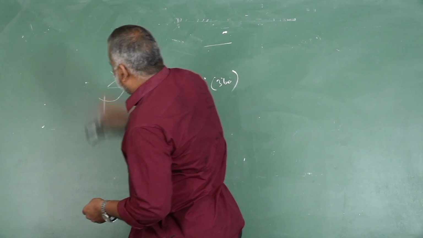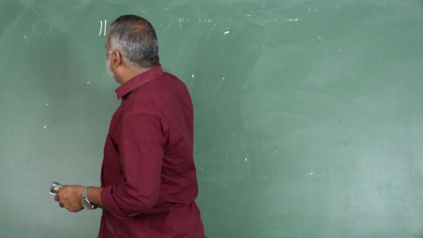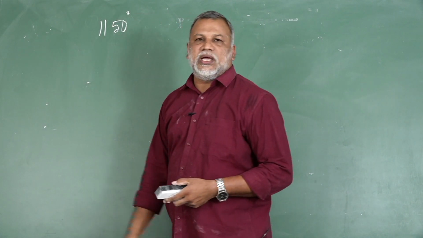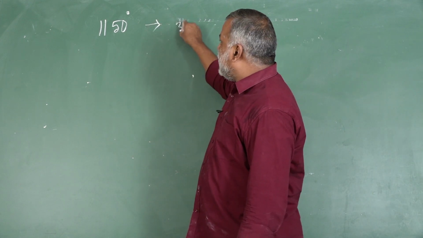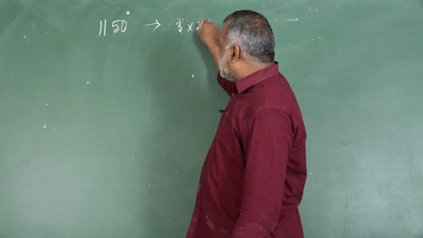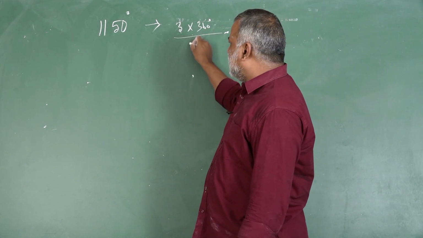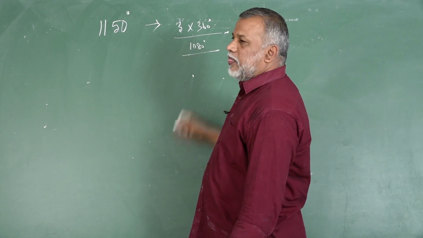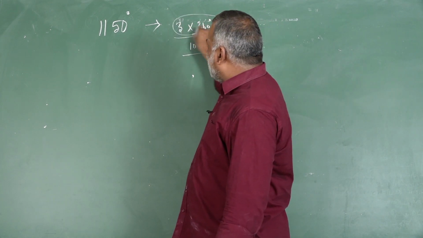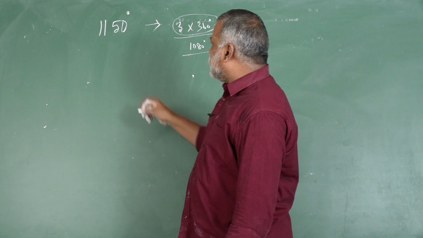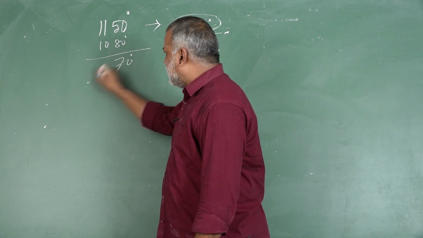See the second one: 1150. See this question. It has 3 complete rotations. 3 times 360, we get 1080. So 1150 is given. It has 3 complete rotations. Remove the 3 complete rotations, 1080. Then the remaining is 70.